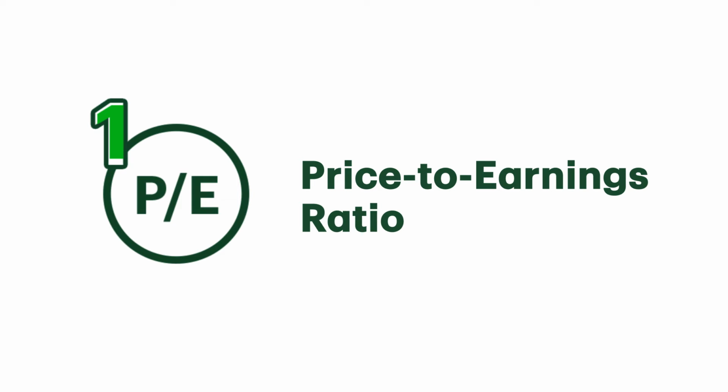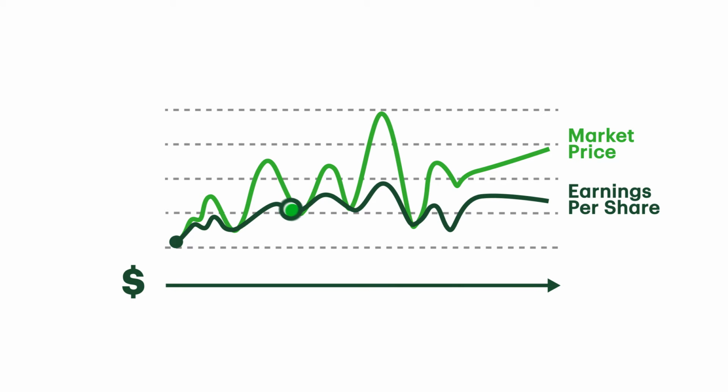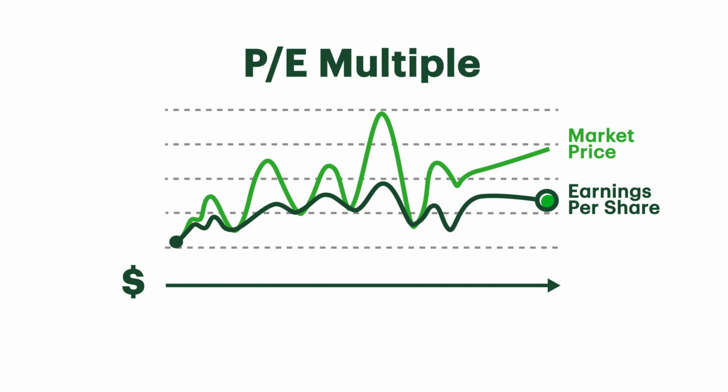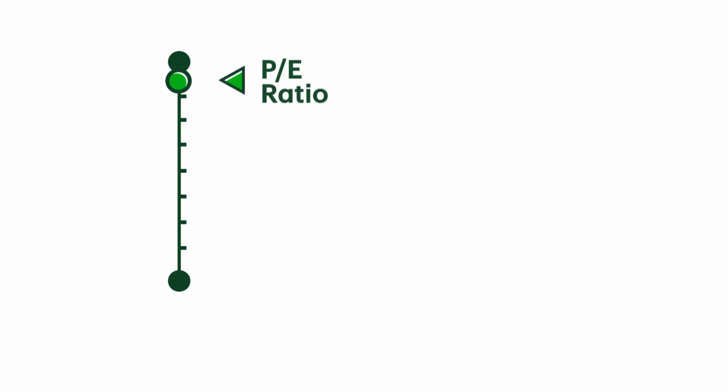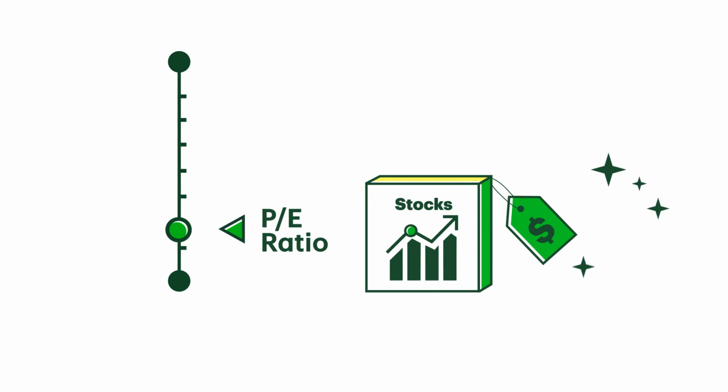Number 1, price to earnings or PE ratio. This ratio compares the stock's current market price to its earnings per share or EPS. Price to earnings is also known as the PE multiple. Generally, investors want the ratio to be as low as possible because that means they aren't paying a large premium to buy a stock that's profitable.